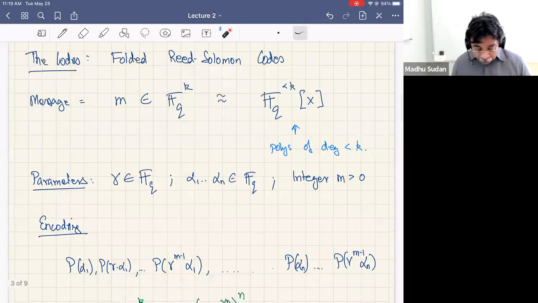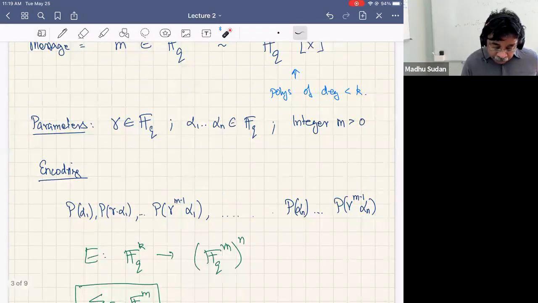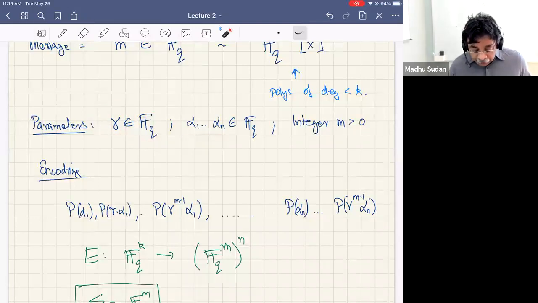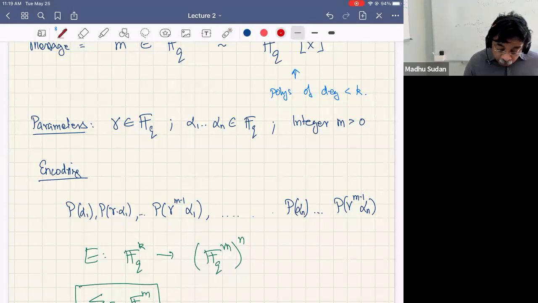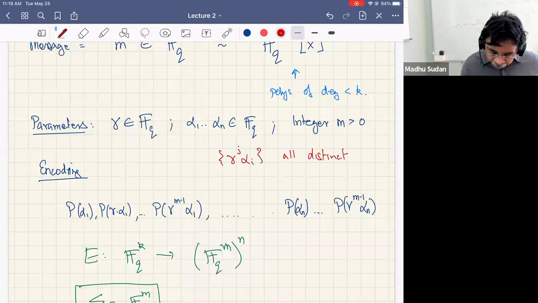So here's what the code looks like. You'll pick a field element gamma and n distinct field elements, alpha 1 to alpha n in F_q. Actually, I will want the following thing. I will want gamma to the j times alpha sub i to be all distinct in a certain range for i and j, but let me get to that later. So these will all be considered distinct.